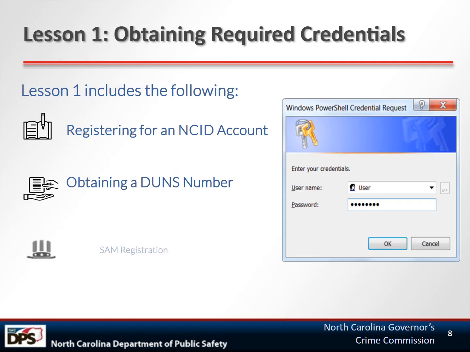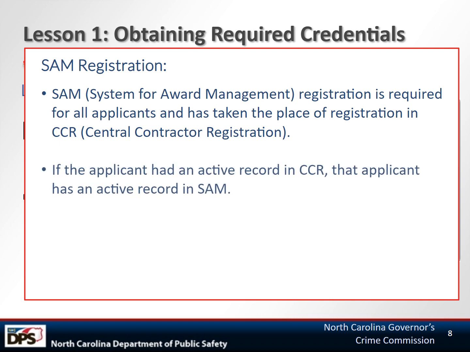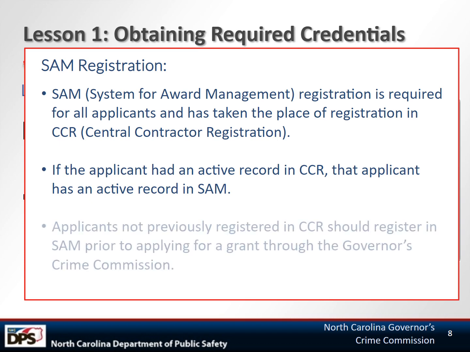The last required credential in Lesson 1 is SAM registration. SAM, System for Award Management Registration, is required for all applicants and has taken the place of registration in CCR, Central Contract Registration. If the applicant has an active record in CCR, that applicant has an active record in SAM. Applicants not previously registered in CCR should register in SAM prior to applying for a grant through the Governor's Crime Commission. Let's look at the registration criteria.